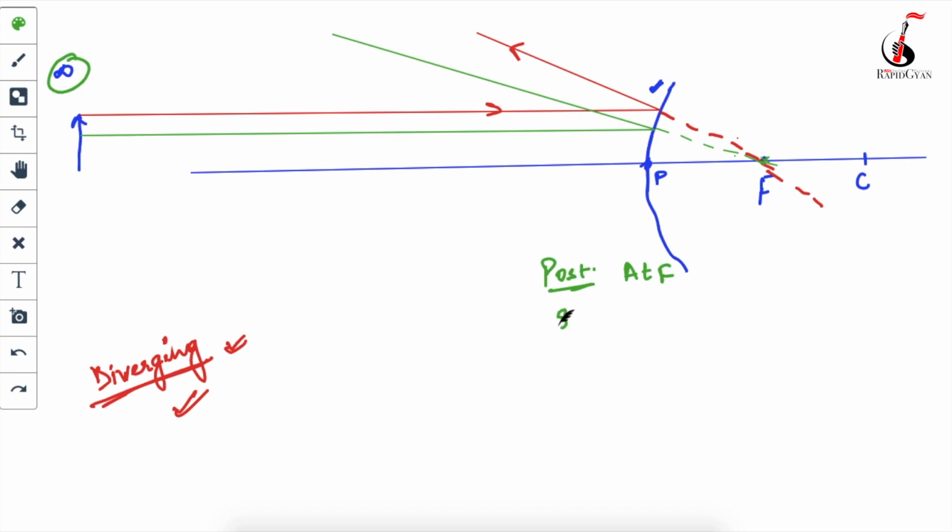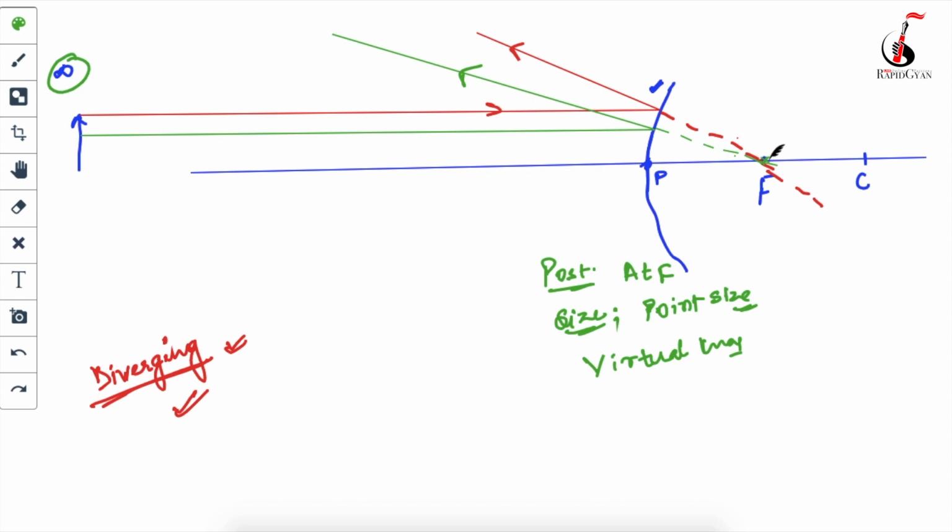What is the size of the image? The size of the image is highly diminished, or you can say point sized. Is it real or virtual? It's virtual. Why is it virtual? Because the two reflected rays are not actually intersecting each other. That's why they are called virtual images.